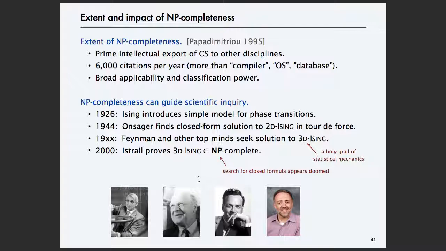In a way, right, this definition of NP-complete is the prime intellectual export of computer science to other disciplines. Gets more citations per year. It's kind of the most important thing that we have from computer science theory. It's like, these problems, no, don't even think about it. You can't solve them optimally.